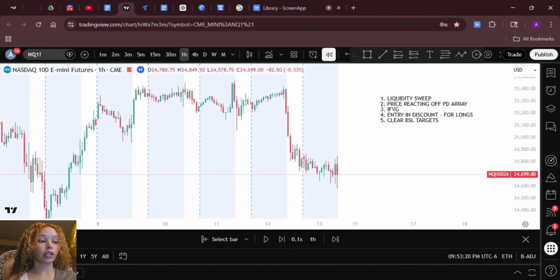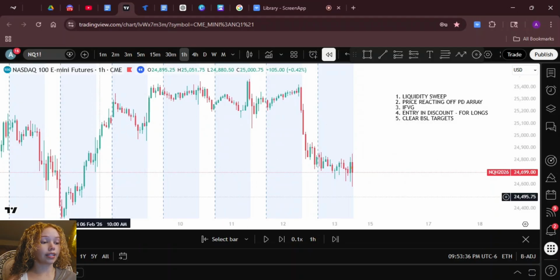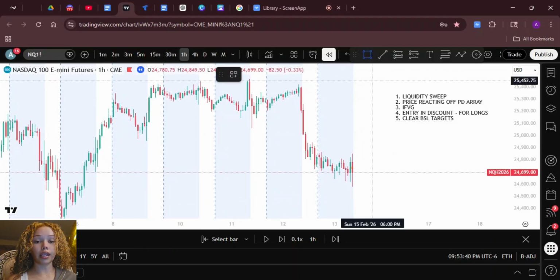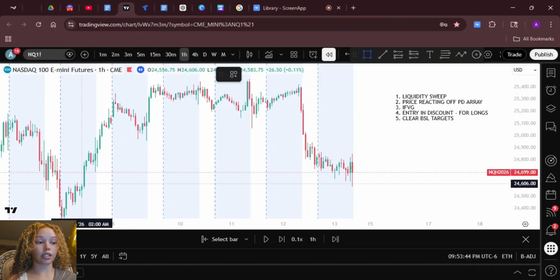In order to get into an entry, I obviously do need an inverse fair value gap. So my fair value gap needs to be inverted to whichever buy side or sell side liquidity target that I have. Another thing is that entry needs to be in some type of discount if I'm longing, and then premium if I am shorting. And the last thing, my targets need to be clear. So if I'm longing, I need clear buy side liquidity, or if I'm shorting, I need some type of sell side liquidity that is pretty clear to see on the chart.